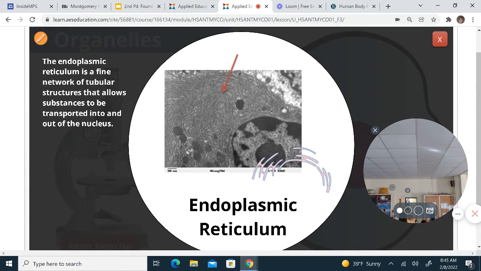The endoplasmic reticulum is a fine network of tubular structures that allows substances to be transported into and out of the nucleus. It also helps to make and store proteins. So this is your endoplasmic reticulum.